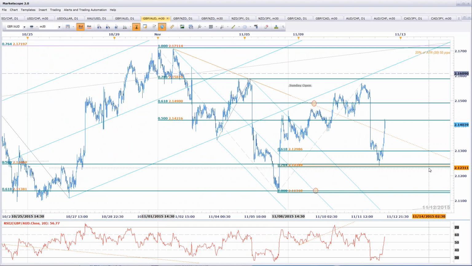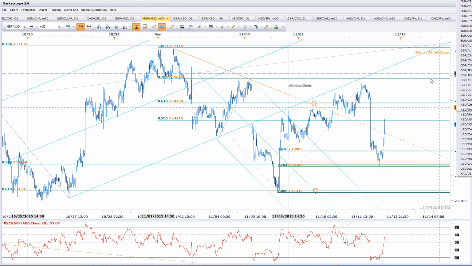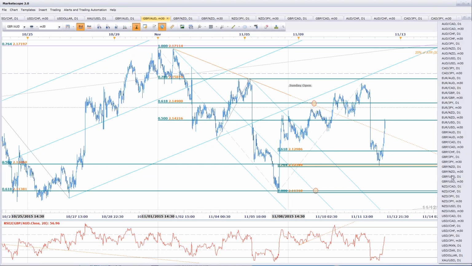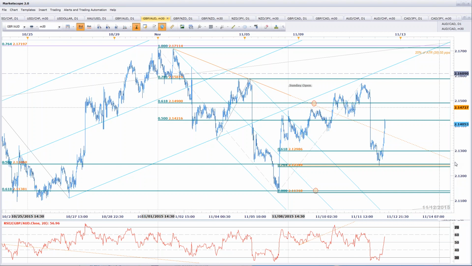Sterling Yen, we didn't touch on, guys. I am over on time. I do got to run, but I just wanted to give you a quick overview on that. Here's what Sterling Yen looks like on the 30-minute chart.